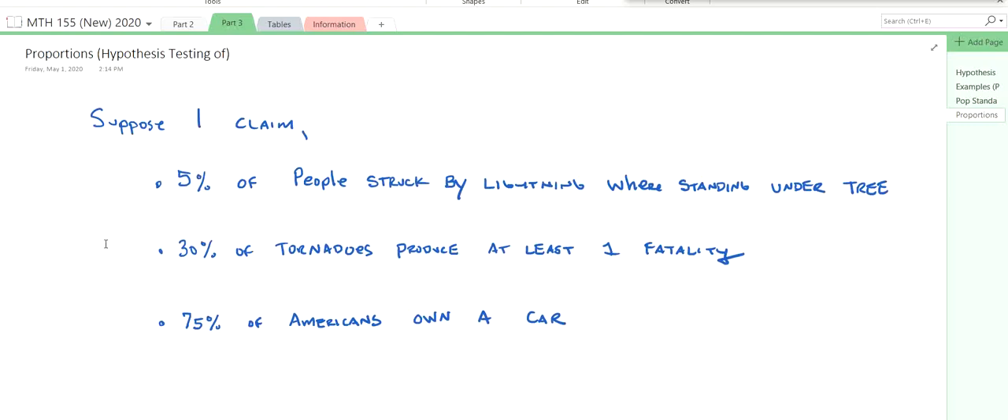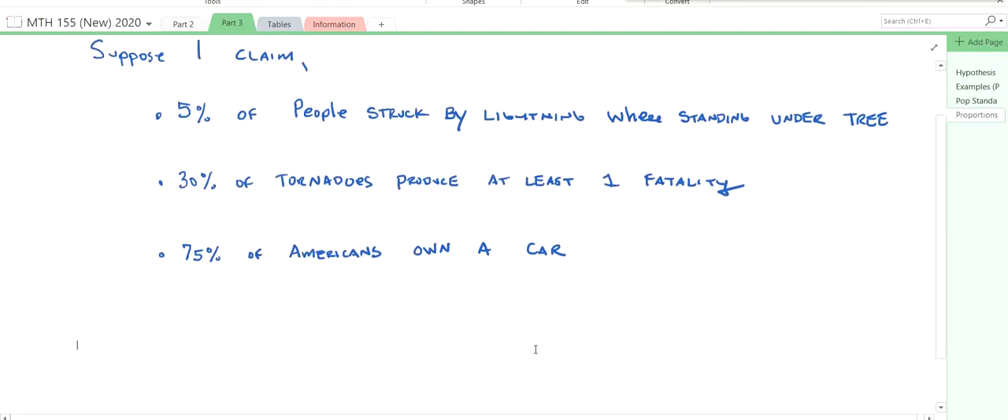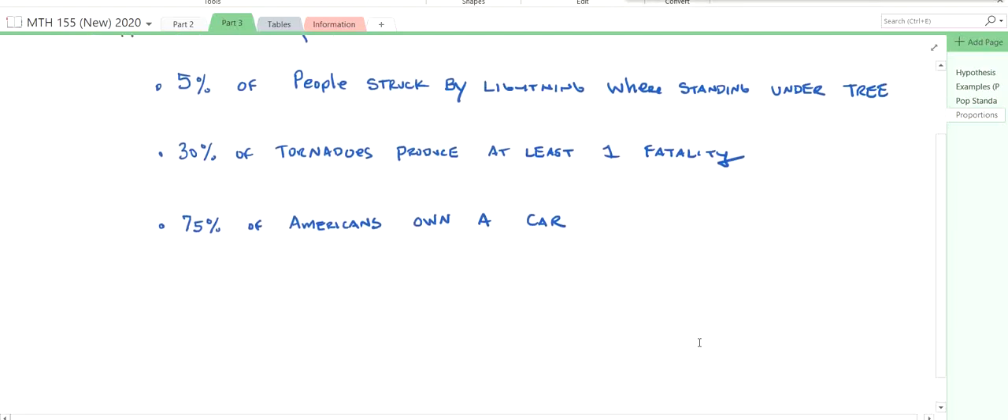And just as a review, our proportion might be represented by these sorts of statements. For example, 5% of people struck by lightning were standing under a tree. So that means 95% weren't standing under a tree, according to the claim. So P equals 0.05 there. 30% of tornadoes prove at least one fatality, and 75% of Americans own a car. So these are all statements that have two outcomes, a success and a failure type situation. So all of these can be looked at as proportions.